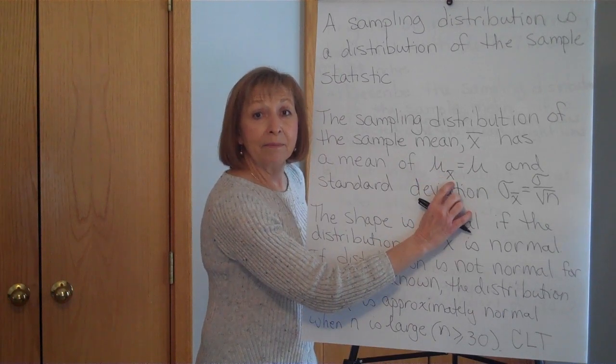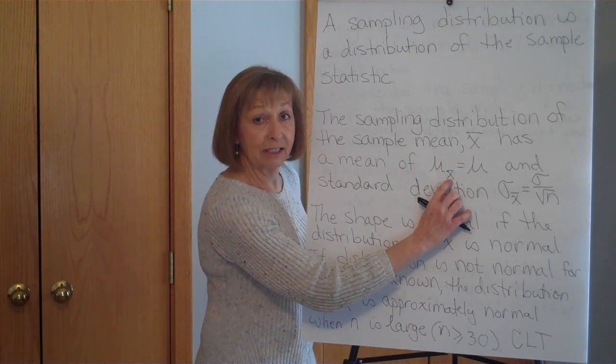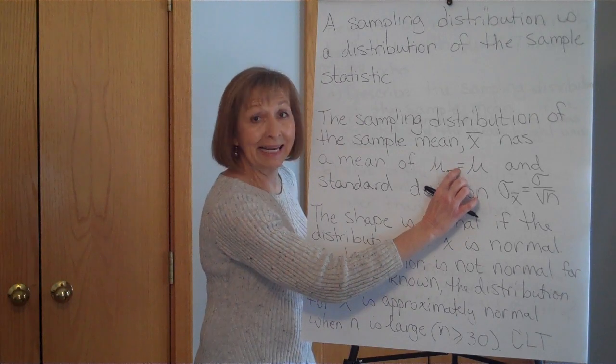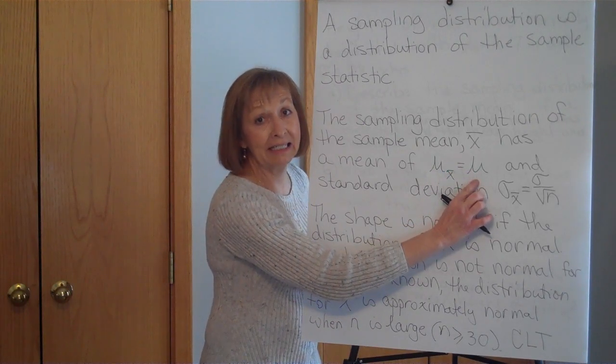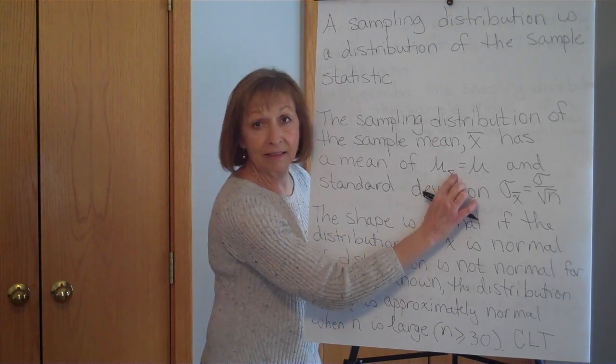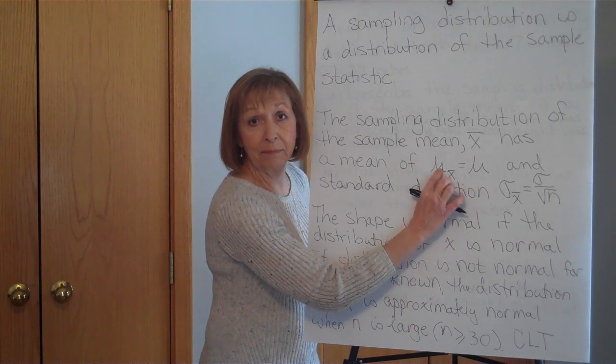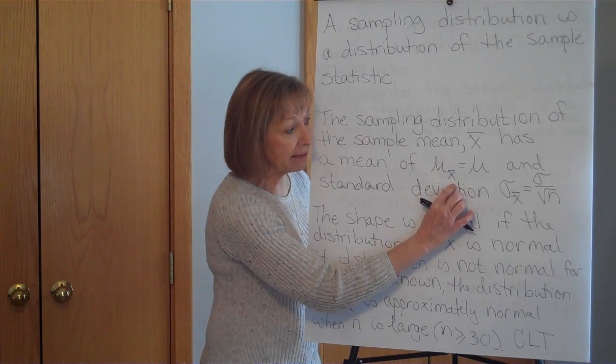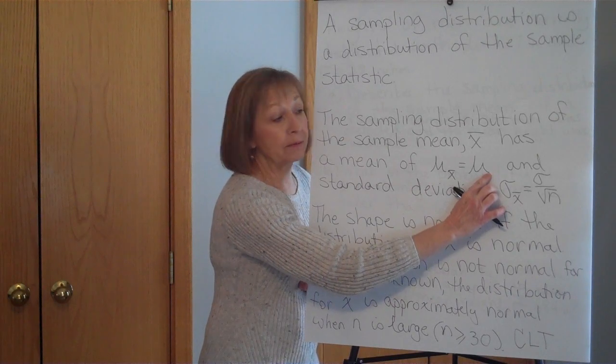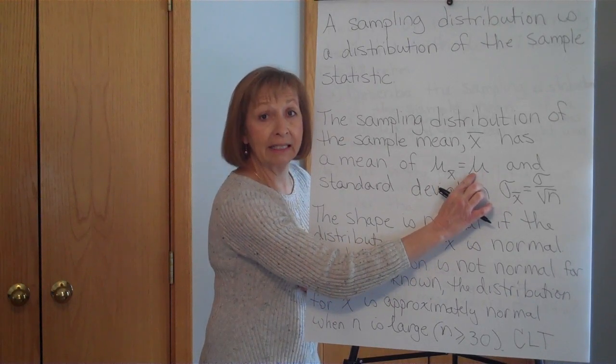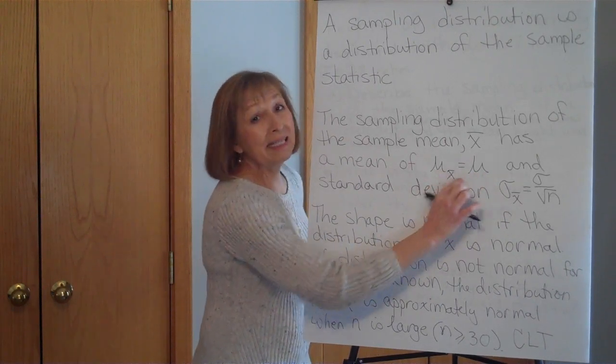So the sampling distribution of the sample mean x bar has a mean of mu sub x bar, the population mean of the sample means. The distribution of the sample means is the same as the population mean of the individual numbers. Notice the subscript is telling me that this is the population mean of the sample means, and without the subscript, it's talking about the population mean of the individual values. So the mean stays the same.